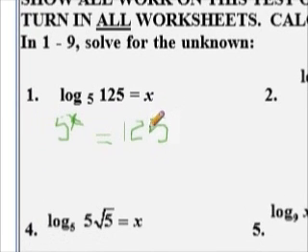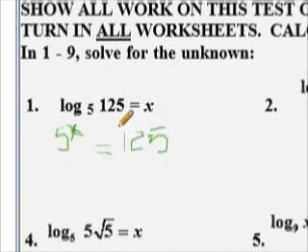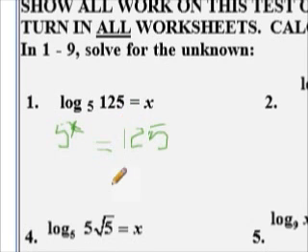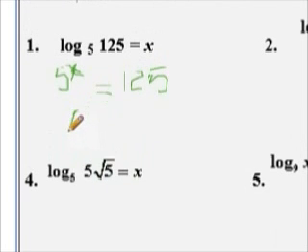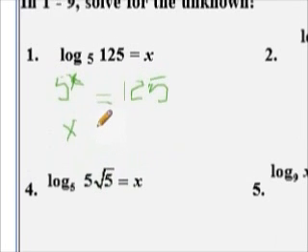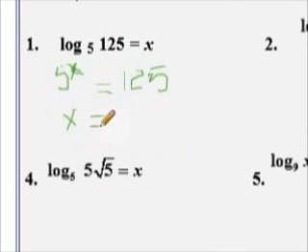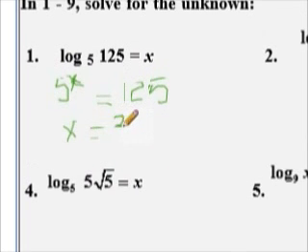So here we're just going to guess, but remember, sometimes it can be hard to find this answer in your head. That's why we may use a calculator to find it. But here we can guess, since we know 5 times 5 is 25 and 5 times 25 is 125. So we guess that x equals 3. So the answer is 3.